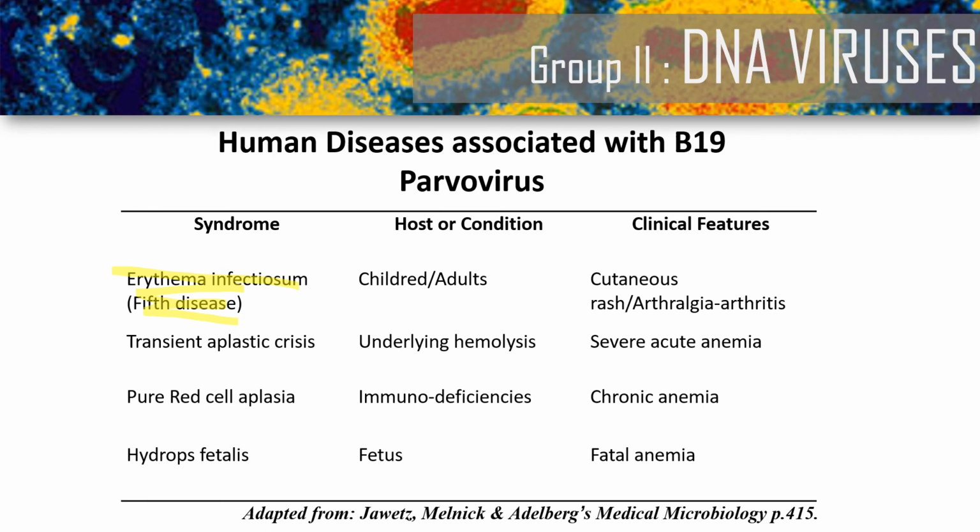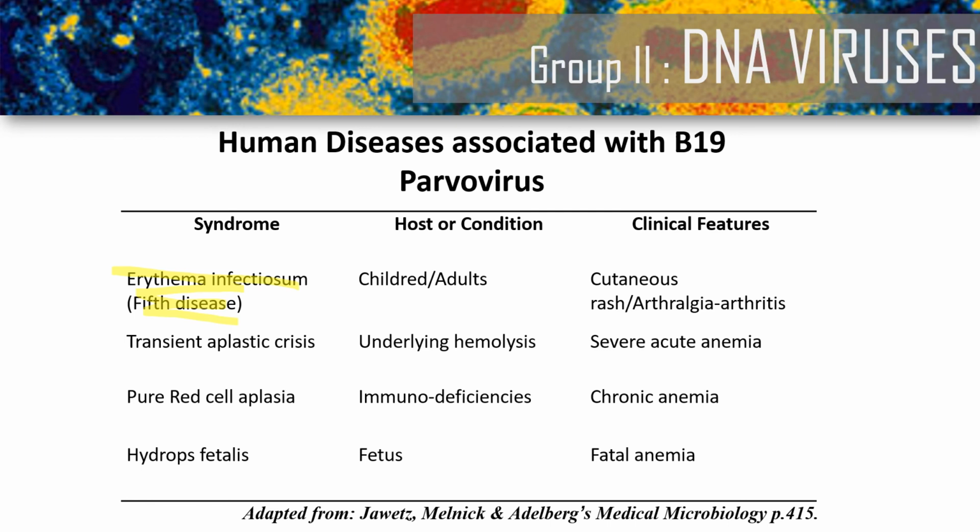Tapos, your Parvovirus B19 also, class, can cause transient aplastic crisis, underlying hemolysis naman, class, severe acute anemia. Bakit kasi, diba, tinatarget niya yung isa sa mga step ng erythrocyte lineage mo, class. And then, also pure red cell aplasia. Aplasia, class, ibig sabihin pagkawala talaga, diba? Immunodeficiencies at saka people who are affected is immunodeficiencies. And then, chronic anemia naman yung clinical features.